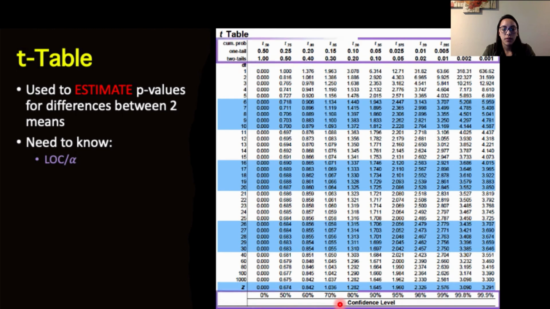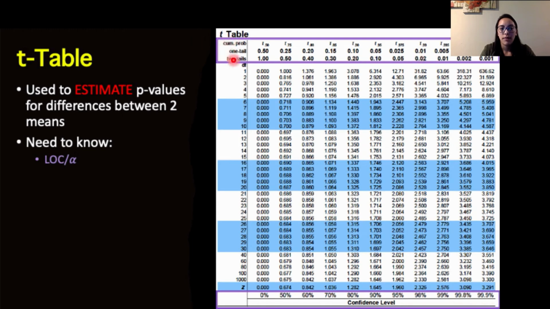So the different components of the things that you need to know before you use the table is the level of confidence and/or your alpha. If you know level of confidence, you know alpha. If you know alpha, you know your level of confidence. So it's kind of like if you know one, you're pretty much good to go. The level of confidence is indicated at the bottom of the table, whereas alpha is indicated at the top.